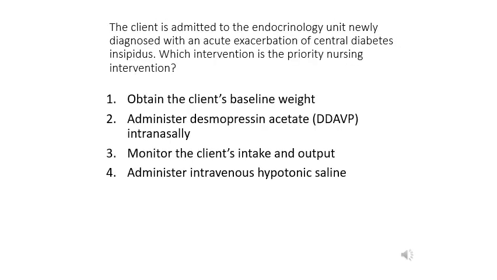The correct answer here is D. So it's talking about a patient with diabetes insipidus. Remember, with diabetes insipidus, they have a deficit or a decrease in antidiuretic hormone. So decrease in water-conserving hormone, which results in an increased urine output or polyuria. Remember, with diabetes insipidus, we think death by dehydration.